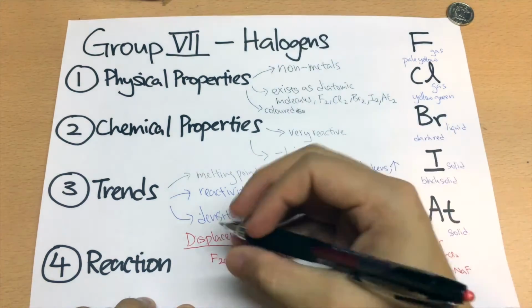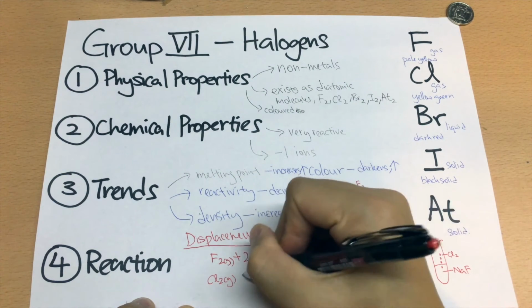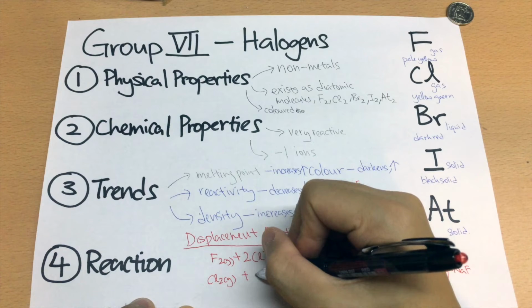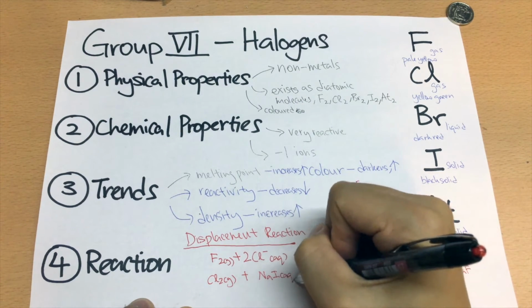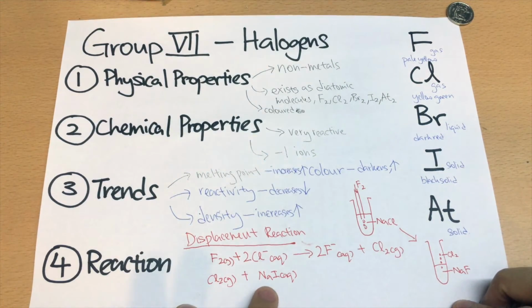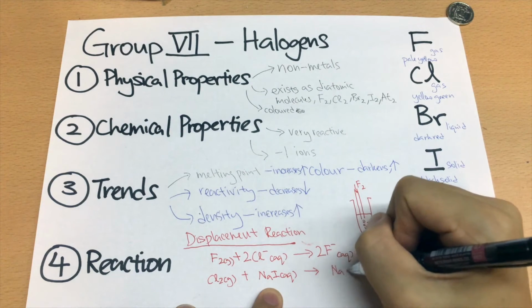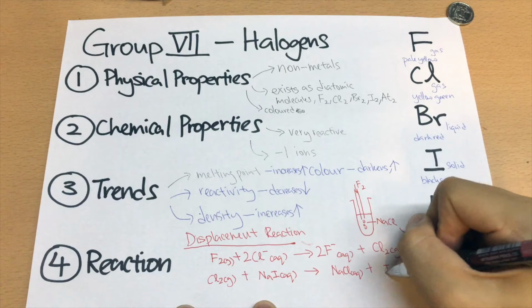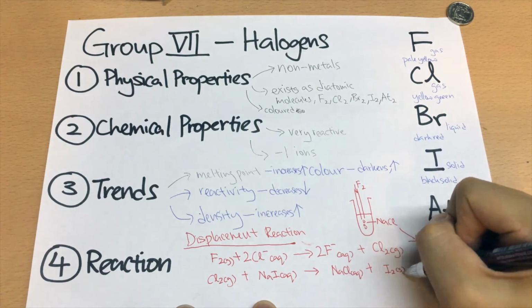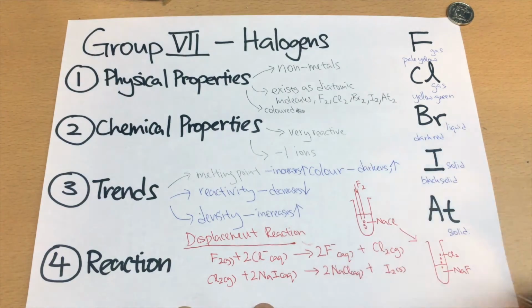For example, if I would add in chlorine gas into a solution of sodium iodide, the chlorine being more reactive than iodine will displace the iodine to form sodium chloride solution, and iodine solid will come out. Again, we can balance this equation simply. So that means we will see a black solid appearing.